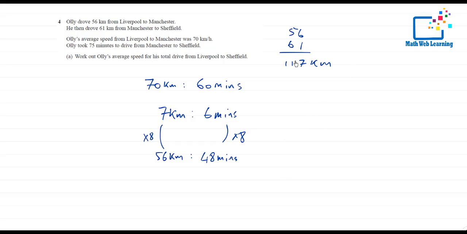Now we've got the total distance, which is 117 kilometers. For the total time, it's going to be 75 minutes plus 48. That gives me 123 minutes. Now when you do the speed, you do distance in kilometers. In this case we want kilometers per hour. So that has to be kilometers, the distance, and the time has to be in hours.